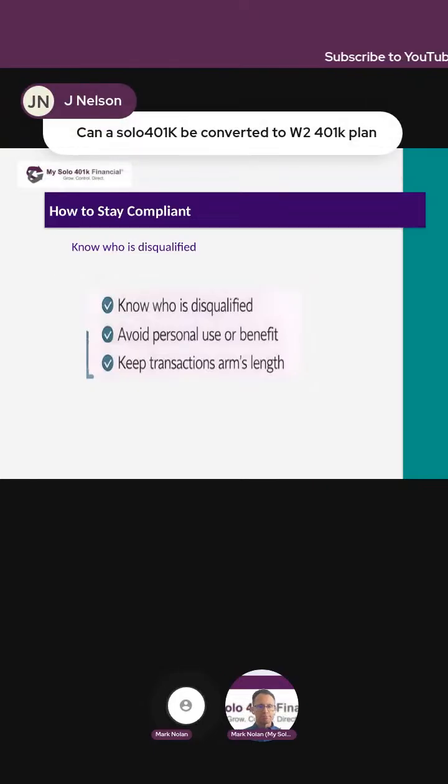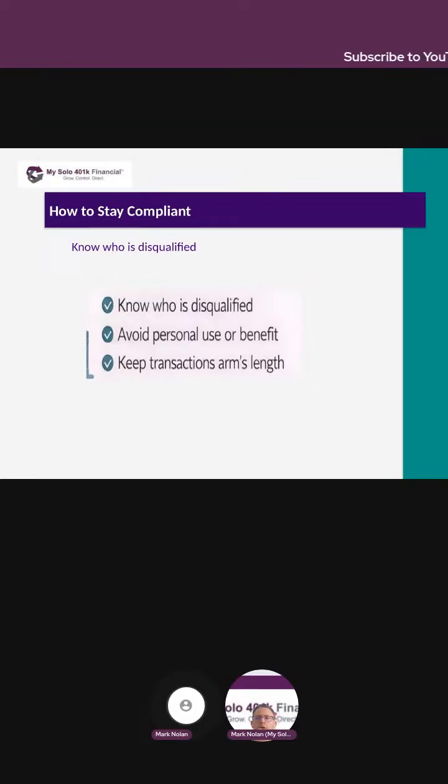Here's a question. Can a solo 401k be converted to a W-2 401k plan? Yes, you can. That's called a restatement. You can restate the solo 401k to a full-time employer 401k for your business, or you can transfer it to a full-time employer 401k if you work for an employer that offers a 401k. That would result in having to issue a final Form 1099-R and a final 5500-EZ to close that plan. So take a look at those links I shared earlier. But good question.